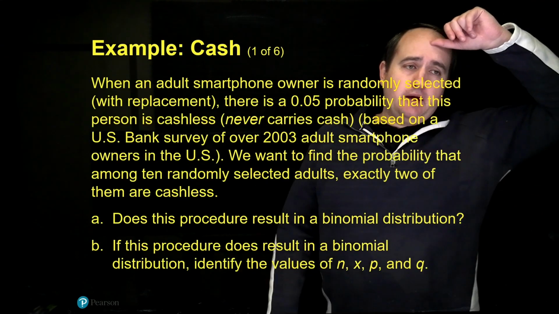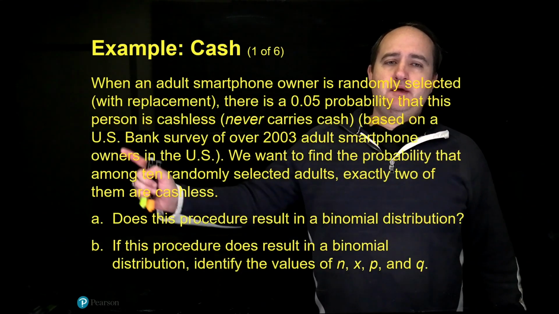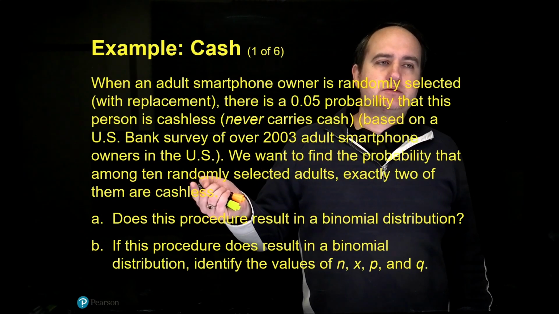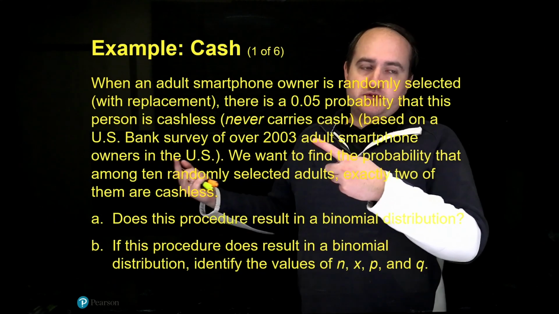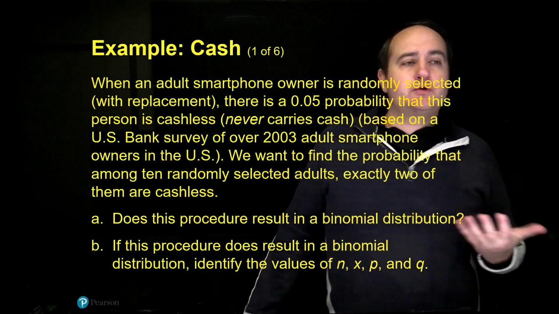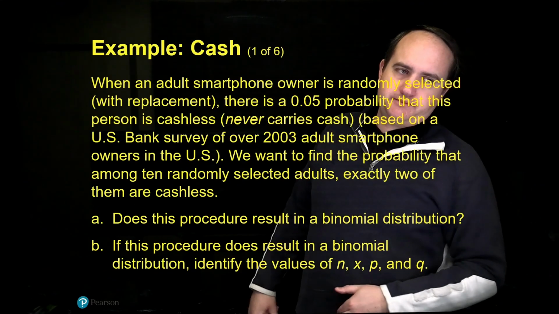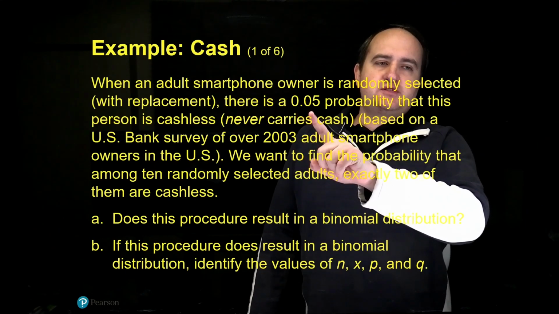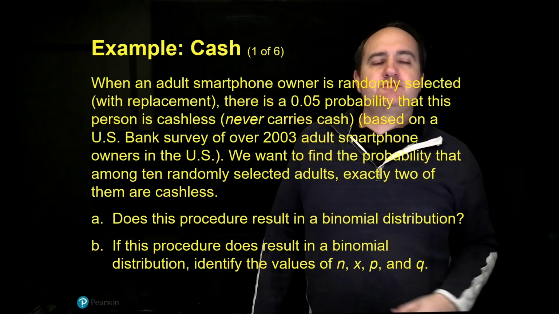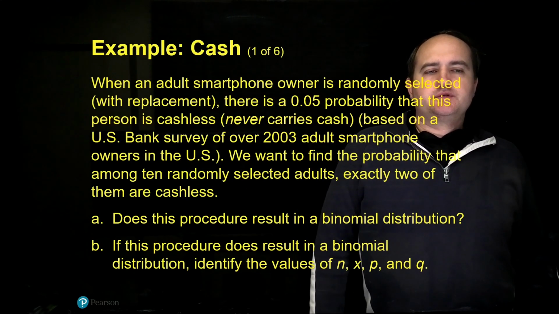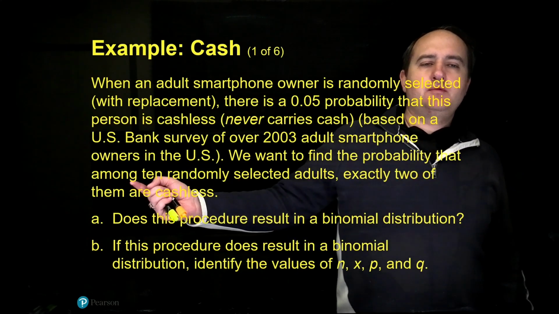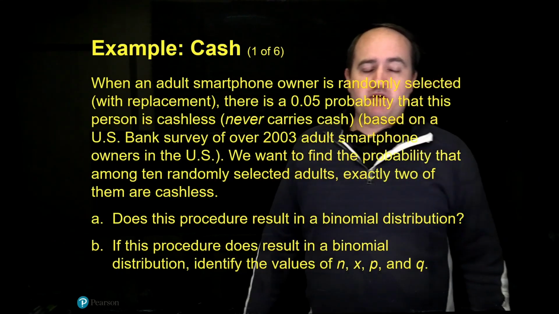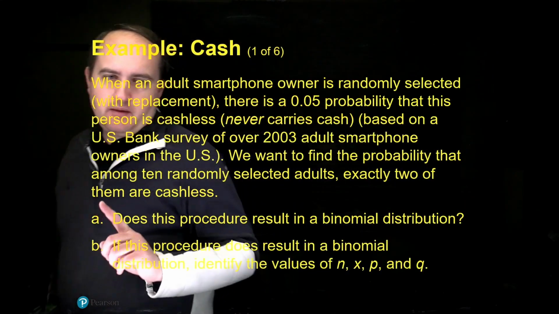So this was based on a U.S. bank survey of over 2003 adult smartphone owners in the U.S. But this was just a particular survey, and this was also at the time the book was written. So that's just for the people in this particular survey. They found that there was a 5% probability, or 0.05 chance. So let's say we want to find the probability that among 10 randomly selected adults from this group of 2003 adult smartphone owners, exactly 2 of them are cashless.